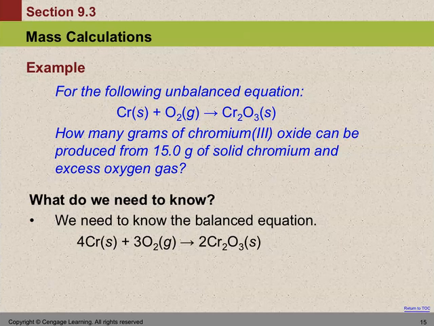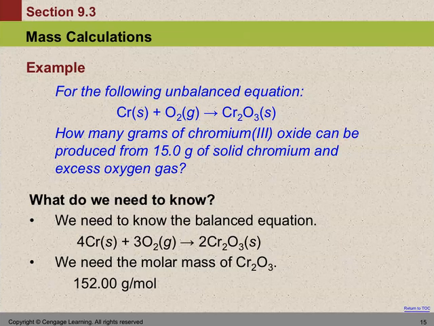Okay, so there is the balanced chemical equation, and this tells us that 4 moles of solid chromium metal will react with 3 moles of oxygen gas to produce 2 moles of chromium(III) oxide. Now we need to know the molar mass of chromium(III) oxide, and that's a simple matter of adding up the atomic masses of the respective component elements. If we do that, we get 152.00 grams per mole of chromium(III) oxide.